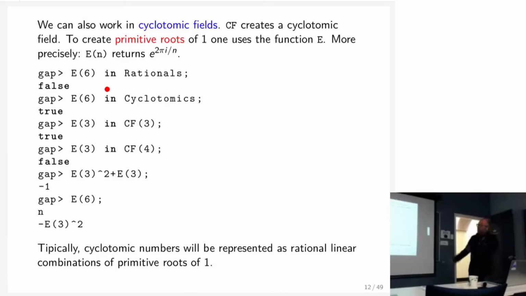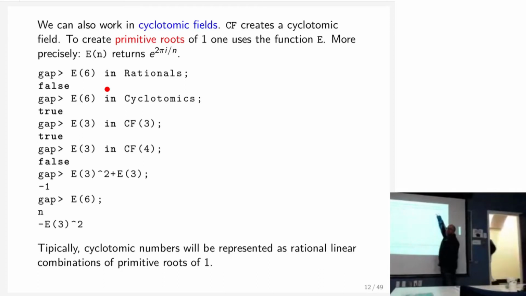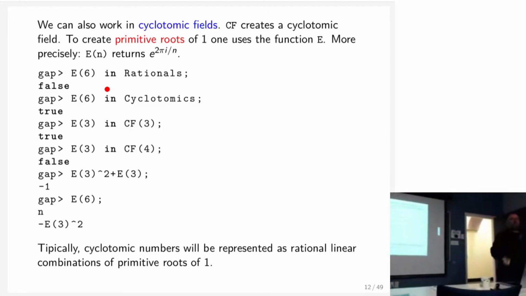Okay. So, for example, let's say that we want to work with cyclotomic fields. To create a cyclotomic field, this is what you use, CF. And you can create primitive roots of 1, for example, and the function uses this letter, capital E. So it means that this is a reserved word. You cannot use capital E for a variable or for a new function, because this is precisely the function you need to use to return a primitive root of 1.